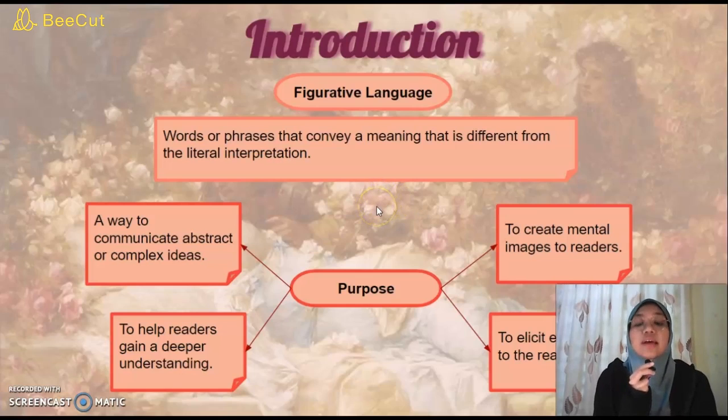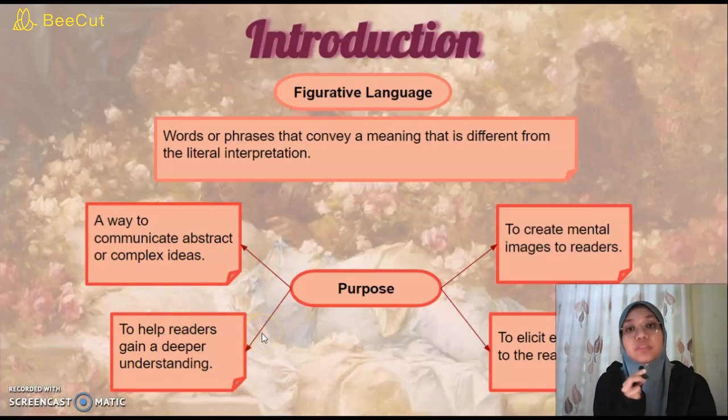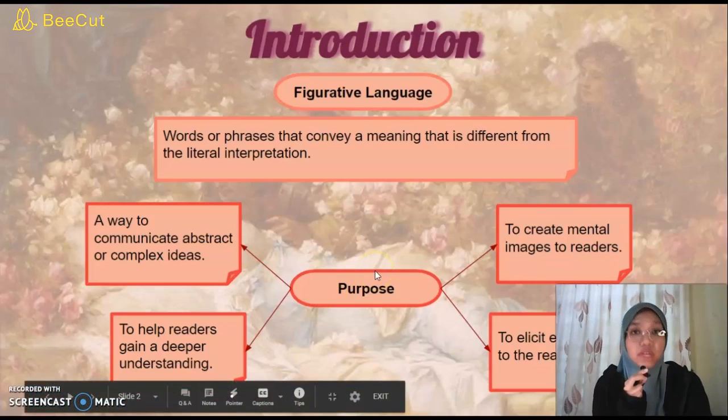So we can see here that a lot of literary works, especially poems, use figurative language. So the question here is why the poet used figurative language in poems. One of the reasons is because it is a way to communicate abstract or complex ideas to help the readers gain a deeper understanding about the poem. Figurative language helps the readers to figure out what the poem is actually about or what message the poet tried to convey to the readers through the poem.